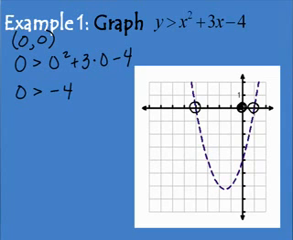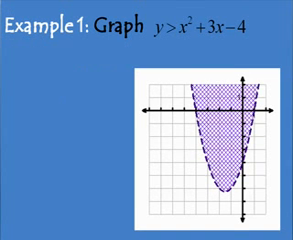Now, this is a true statement. 0 is greater than negative 4, so we would shade inside the parabola. And here is what my quadratic inequality will look like after it's graphed.